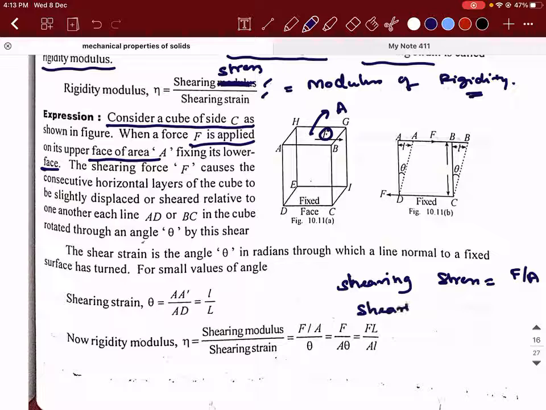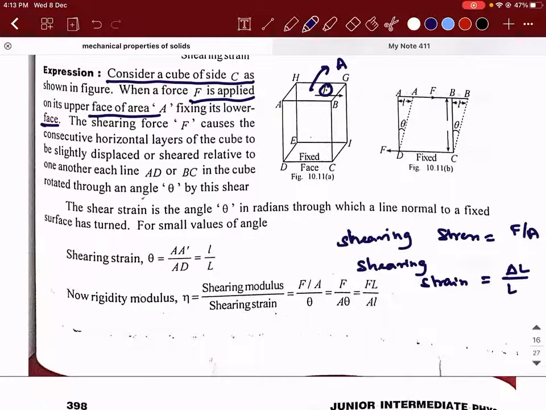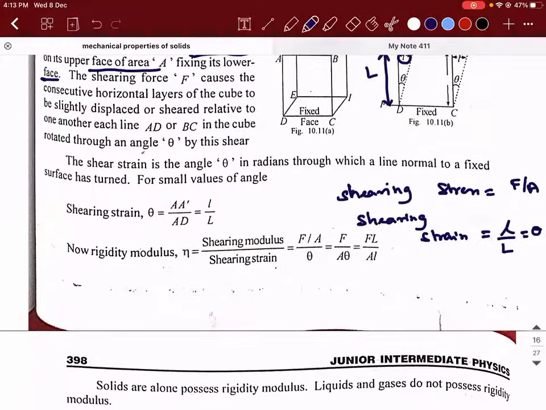Then what about shearing strain? Shearing strain theta is, sorry, not delta L, it is this displacement, small l, divided by the distance between the parallel surfaces, that is capital L. As you told, it is theta only. So shearing stress divided by shearing strain will give us F divided by A into theta, which is also equal to F into capital L divided by A into small l.